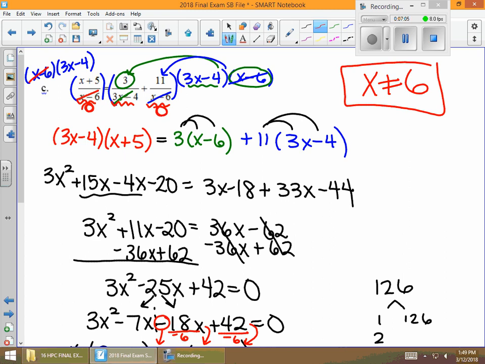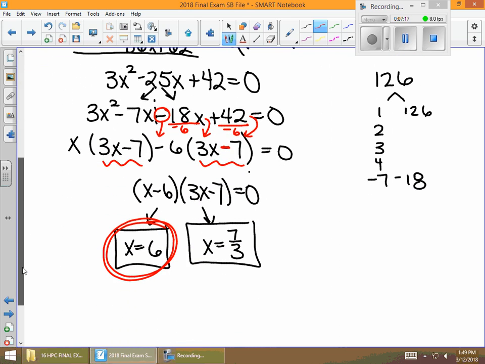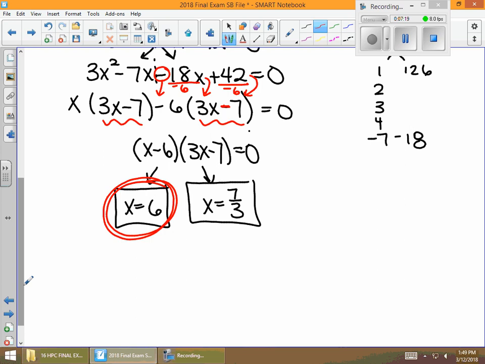The other thing is that 3x minus 4 cannot be 0, so x can also not equal 4/3. That's okay, we don't get 4/3. So before you get really excited that you see your answer as one of the options, take a look back at your original problem and make sure that both answers would work when you plug them in, that neither of them gives you a 0 denominator. And x equals 6 definitely gives us a 0 denominator. So our only answer here is 7/3.